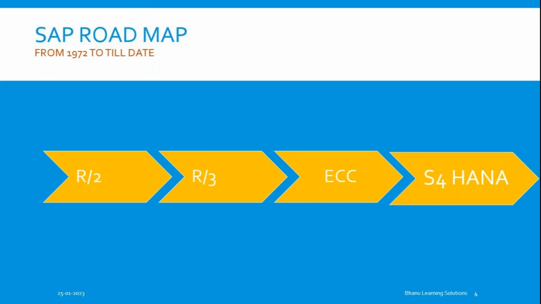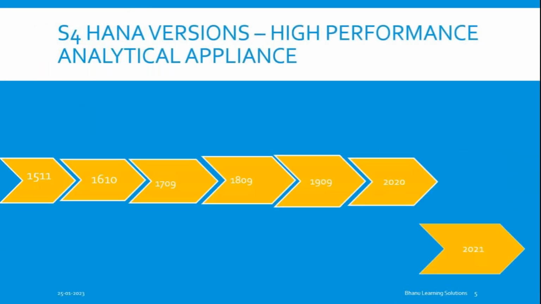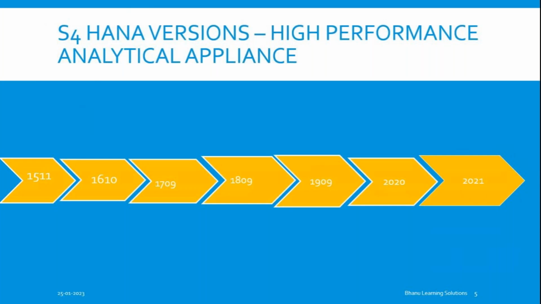So this is the roadmap, where it started and what the different versions are, and currently we are learning S/4HANA. Now let me get into S/4HANA alone. What exactly is S/4HANA? HANA stands for High Performance Analytical Appliance. That is how the version name is described. Up to 2014, the ECC application was in place. From 2015 onwards, SAP came up with a new feature called S/4HANA.